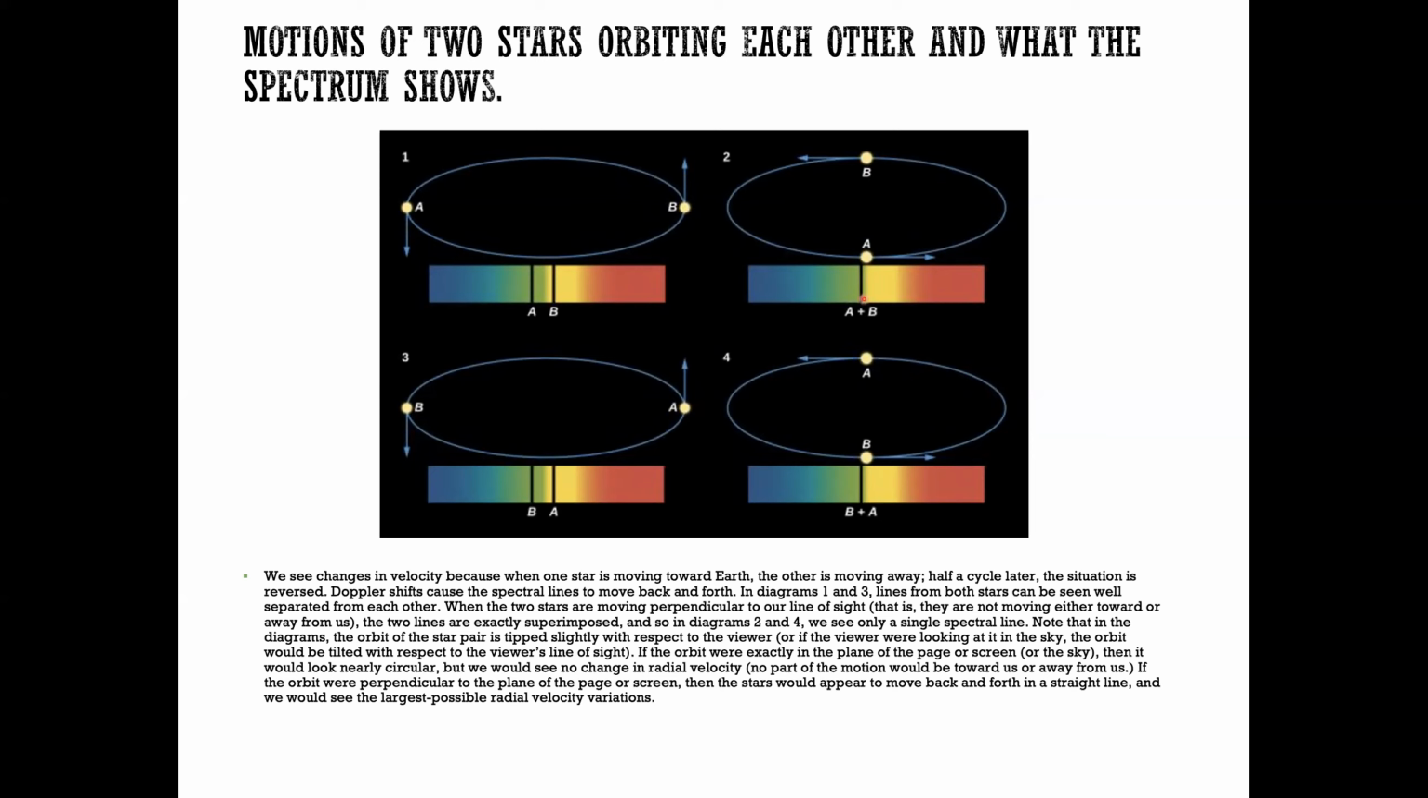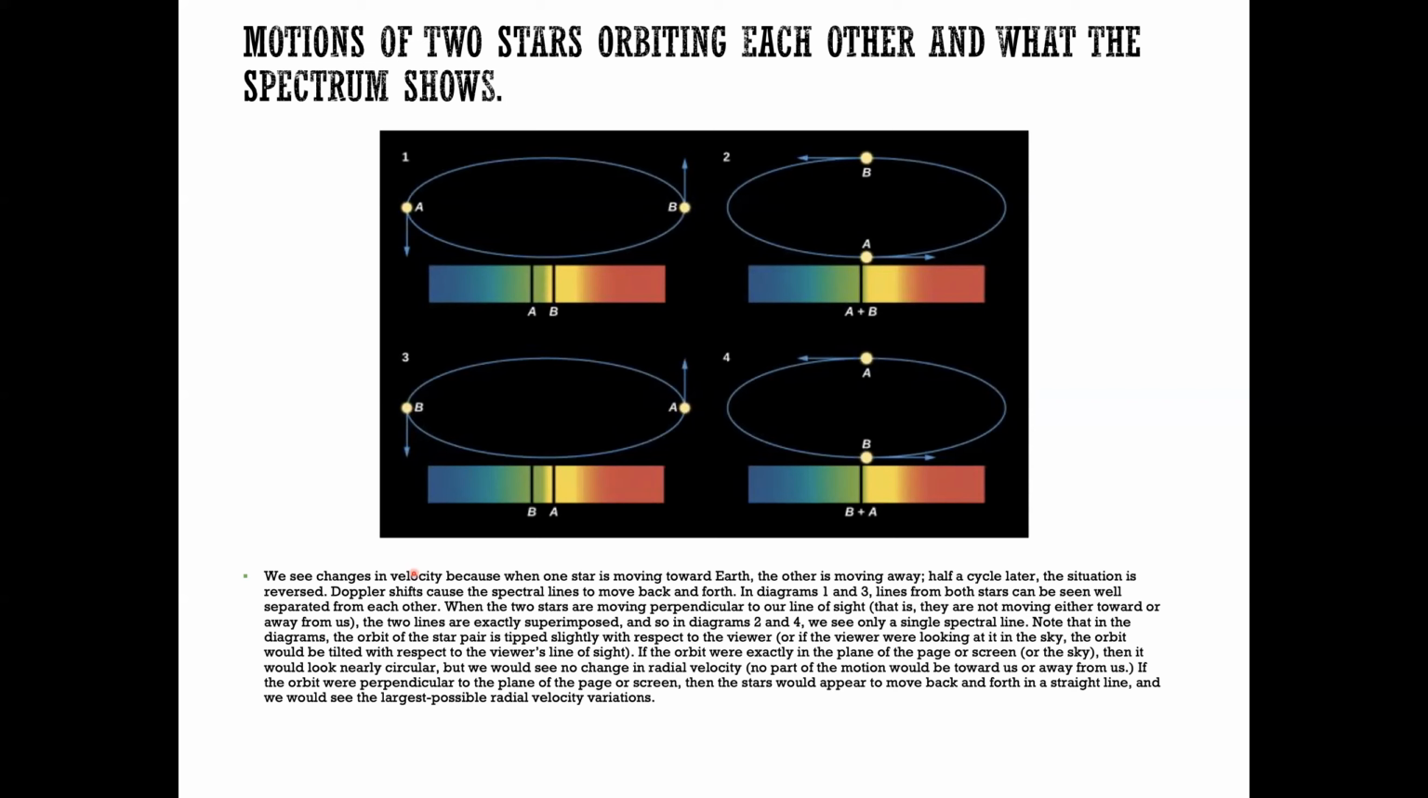Then when star B comes to this position, B is now moving towards us and A is moving away, so B will be here and A will be here. These two are changed now compared to this one. Again, the other position is when B and A are moving perpendicular to us, which means you will have one line. So looking at this spectrum, you can decide, okay, there are two stars. Make sure that you understand it.